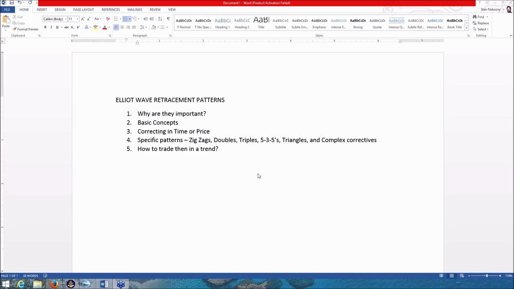So basically what we're going to cover today in the next hour, we're going to start with why retracement patterns are important. I kind of already talked about that a little bit. And then we'll talk about the basic concepts of retracement patterns and how to recognize them. We're going to talk a lot about retracing in time and retracing in price. It's important to recognize that corrections or retracements happen both in time and price, and how to recognize that.